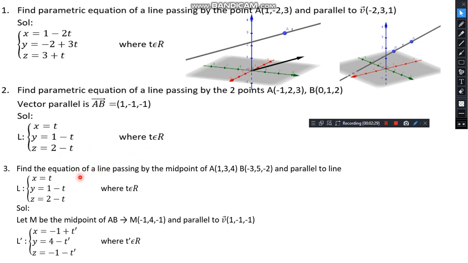Number 3, find the equation of a line passing by the midpoint of AB and parallel to that line. Since it is parallel to that line, it has the same directing vector. So the directing vector, the coefficients of t, are 1, minus 1, minus 1. And it passes by the midpoint. The midpoint M of AB is found by adding the components and dividing by 2. So you put minus 1, plus 4, minus 1, and t prime instead of t. You need to change it, because if you put t and t, it means they have the same parameter. So put t prime.